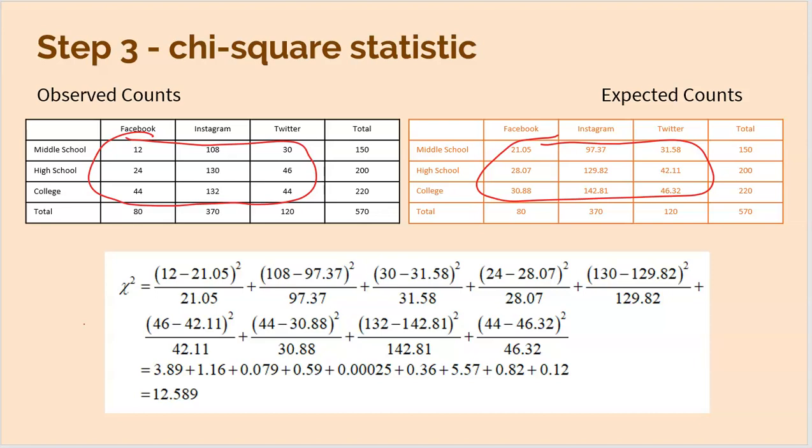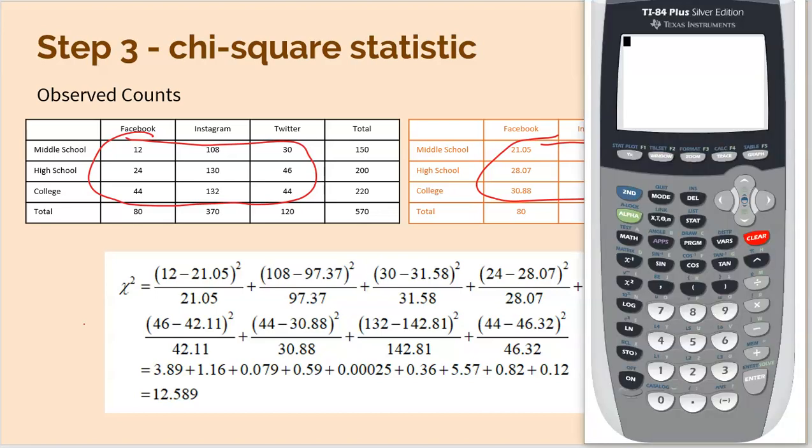Now, when you are using your calculator to do this, make sure you use parentheses. So I'm going to do 12 minus 21.05, end that parenthesis, make sure the square goes on the outside, and then divide by 21.05. So type it all in at once, but use the parentheses. Obviously, you could do it step by step, but make it easier on yourselves. And then you just got to repeat that process, unfortunately, 9 times because there are 9 different categories here. So again, that particular chi-squared component was 3.89.